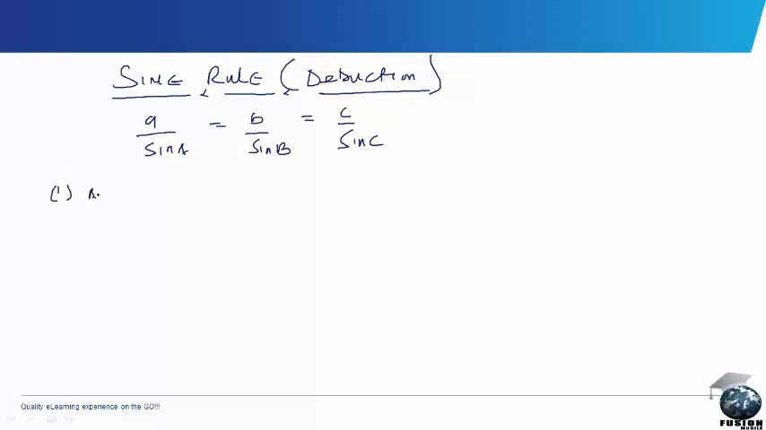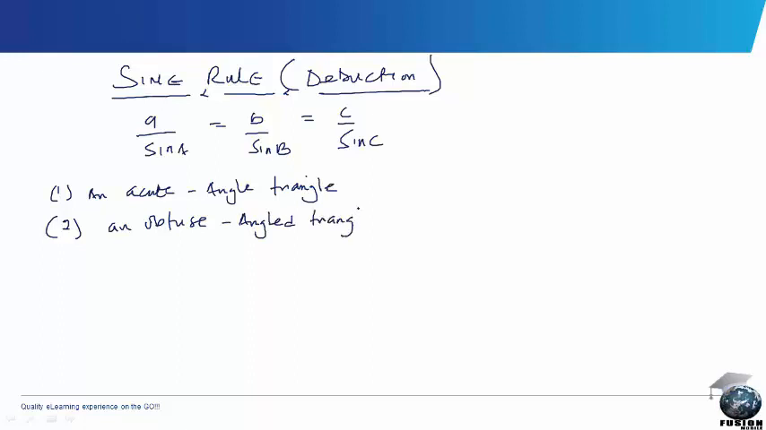One, we need an acute angled triangle. And secondly, we need an obtuse angled triangle. I believe everybody knows what an acute triangle is. An acute angle is less than or equal to 90 degrees. An obtuse angle is less than or equal to 180 degrees.